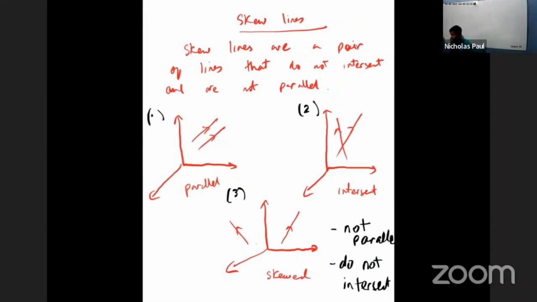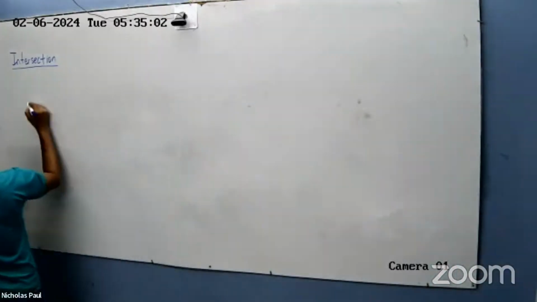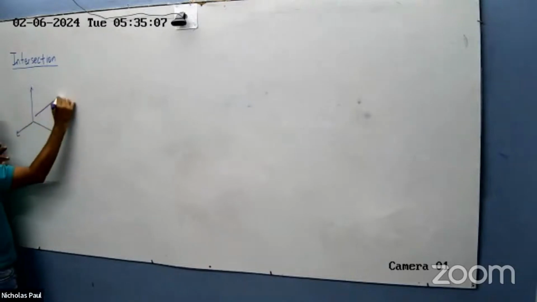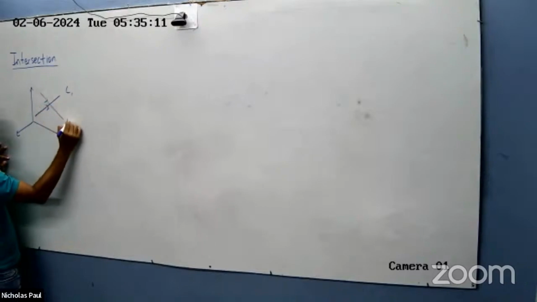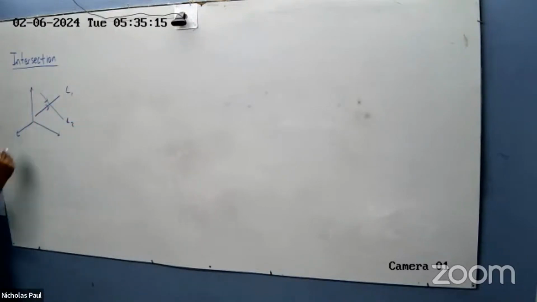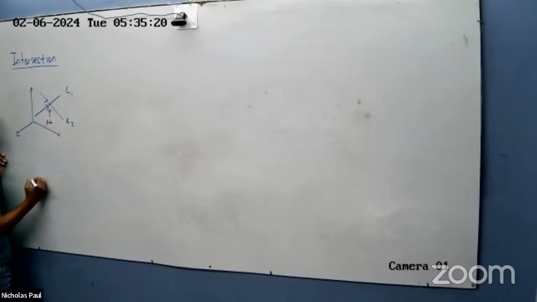Copy down skewness. All right, just make a little sketch there. So how do we show intersection? If I give you a plane, and you want to determine if line 1 and line 2 intersect, then obviously they will not be parallel, and they will have this point in common. So they have a point.